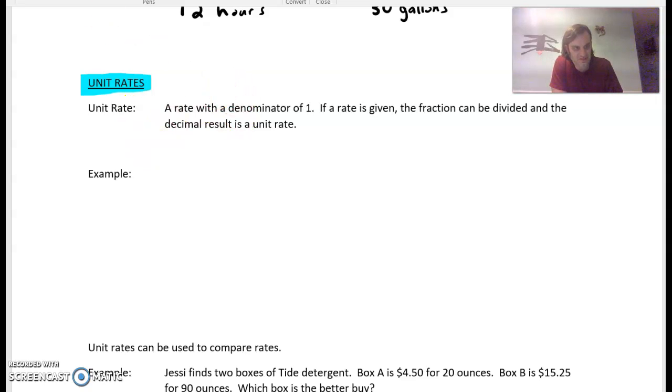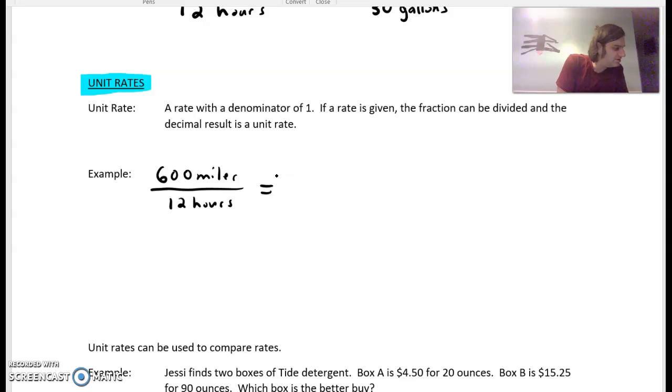So an example could be this 600 miles in 12 hours. Now that's a rate, but if we actually divide that out, 600 divided by 12 is 50 miles per hour. So MPH stands for miles per hour. You could still write it as miles over hours, but we divide it. So it's 50 miles per 1 hour. So that's like a speed.